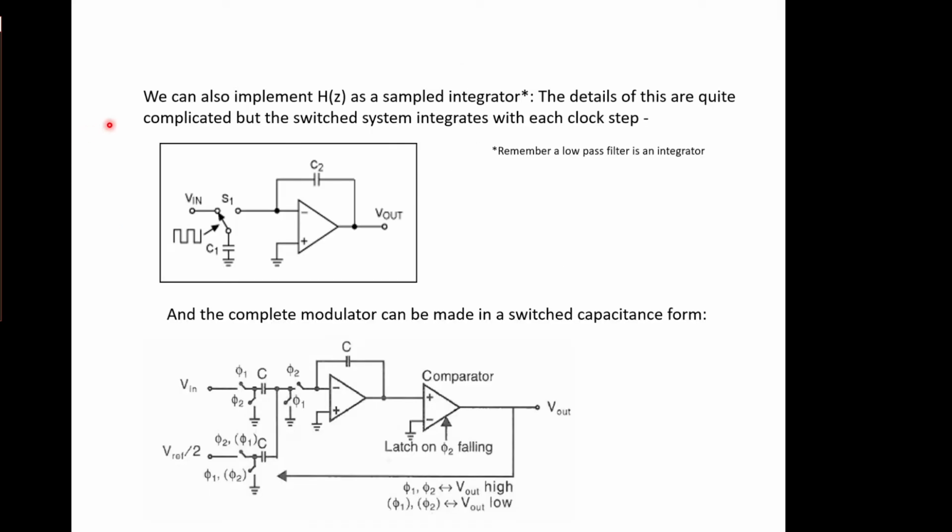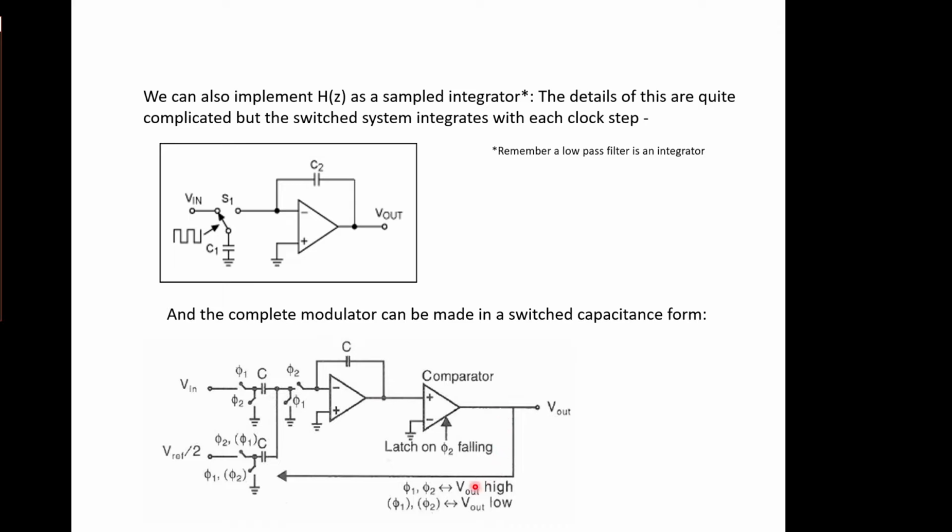There are alternative ways of implementing this. One possible way is to implement H of Z as a sampled integrator. And remember that a low-pass filter is an integrator, so we could actually use a switched capacitance type system again here, where this is switching and sampling the voltage, and this is integrating it. And therefore you can make the whole modulator in switched capacitance form relatively straightforwardly with a couple of capacitances and a comparator and an op-amp.